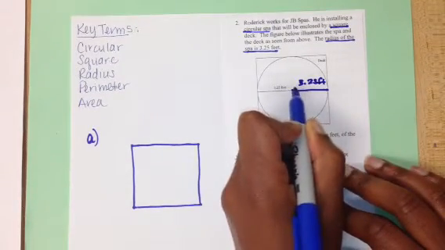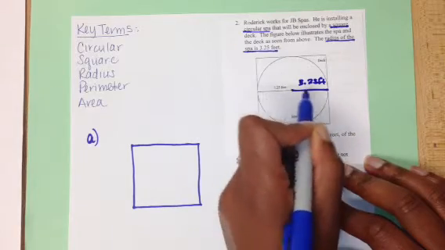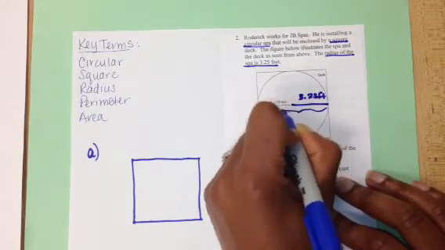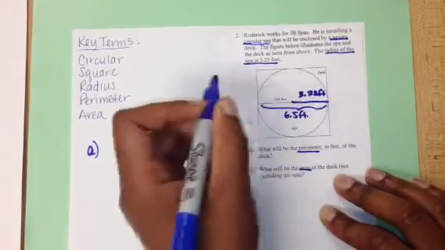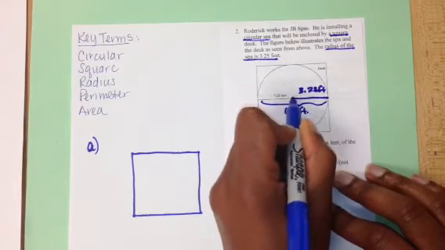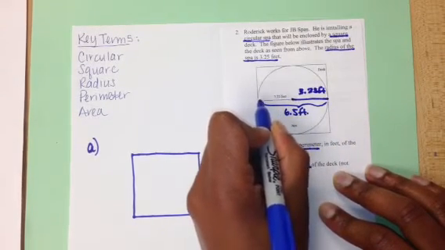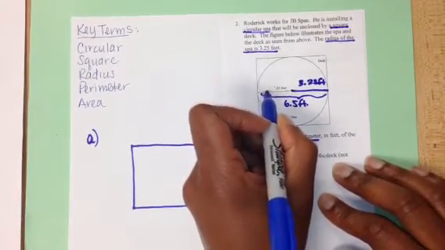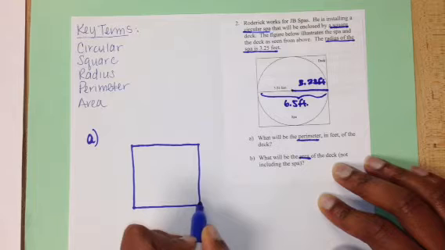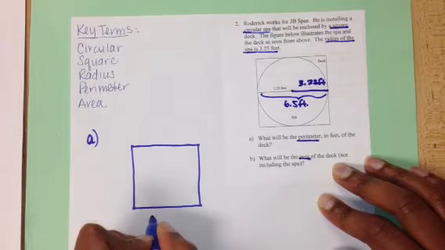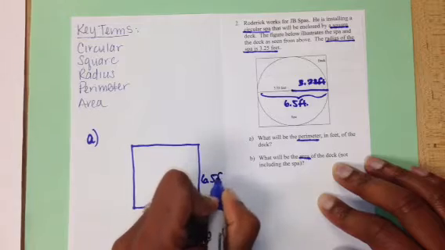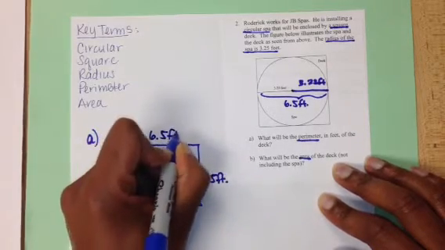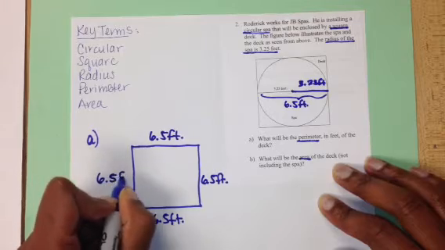So if we have 3.25 here and 3.25 here, if we add that total distance up together, we have a total of 6.5 feet. So we know the distance from one end of the circle to the center, through the center to the other end of the circle is 6.5 feet. That also goes to tell us that the distance from one point of the polygon or square from one side to the other side is 6.5 feet as well. So if this is 6.5 feet, then I know that this side is 6.5 feet, this is 6.5 feet, and this as well is 6.5 feet.